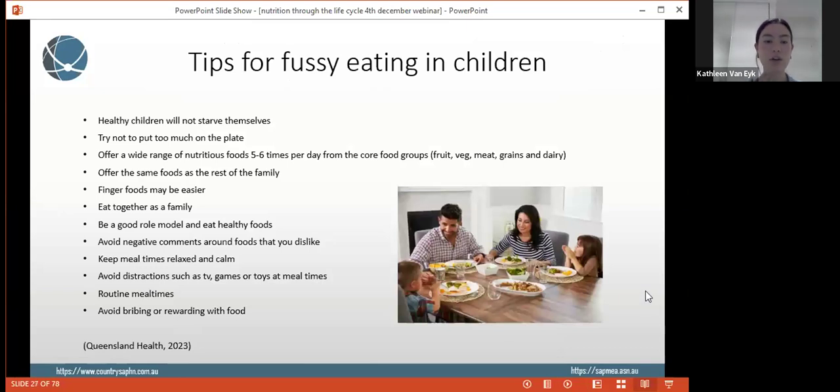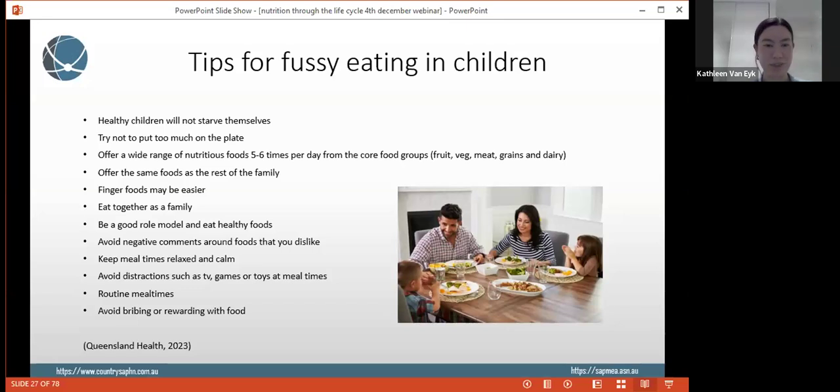Fussy eating is very common in children, and similarly to what I said before, there are a few tips here for managing fussy eating in children. It's important to know that healthy children won't starve themselves. If a child is unwell, that might be the case. However, children will eat when they're hungry, and that's usually not at our normal meal times.